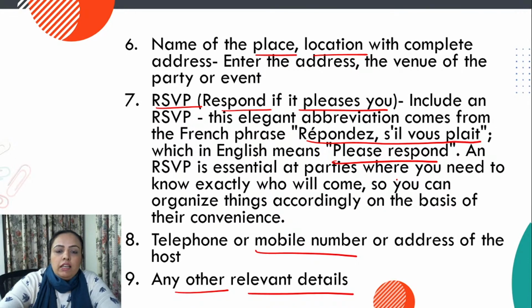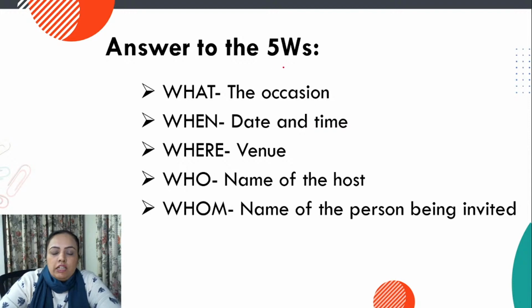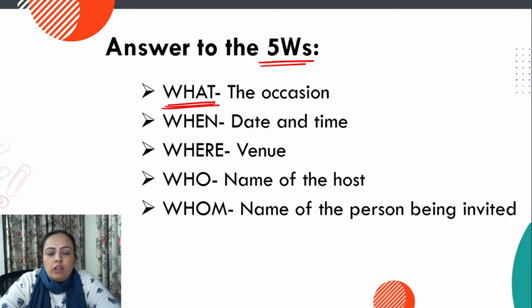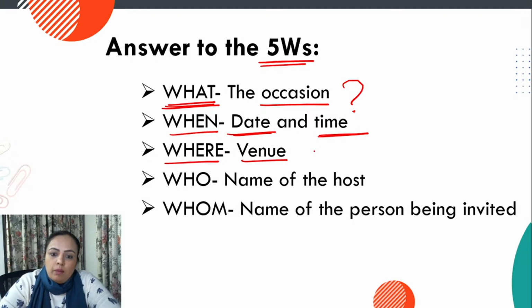अब हम आगे चलते हैं और हम देखते हैं कि invitation ने 5 W's को reply करना है. What are the 5 W's that an invitation should reply? What? The first W is what, which means the occasion क्या है, क्या occasion है जिसके लिए आप किसी को invite कर रहे हैं. The next W is when, that is the date and time. So when will this occasion happen? किस दिन होगा, कितने बजे होगा. The next W is where, that is the venue. ये occasion कहाँ पर होगा.